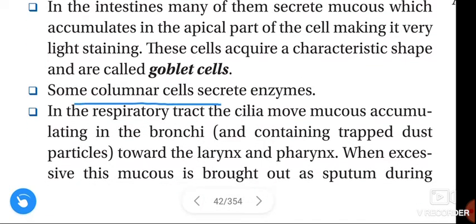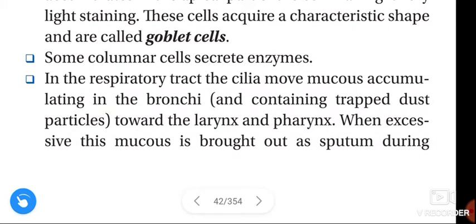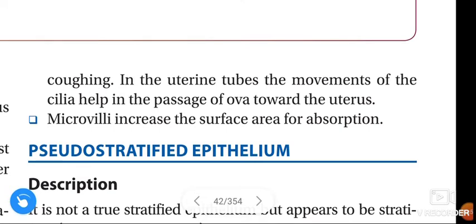Some columnar cells secrete enzymes in the respiratory tract. The cilia move mucus accumulation in the bronchi, containing the trapped dust particles, toward the larynx and pharynx. When excessive, this mucus is brought out as sputum during cough. In the uterine tubes, the movement of the cilia helps in the passage of ova toward the uterus. Microvilli increase the surface area for absorption.